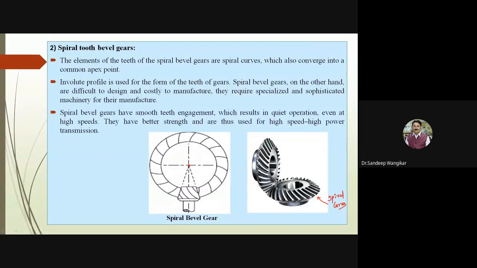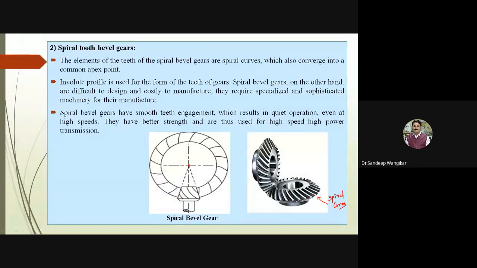So you can see in the last case they are straight teeth, straight bevel. Here the teeth are of curved form. So these are spiral curved. But in both cases, they are converging at one point only. So here you can refer. Then more information about the spiral tooth bevel gears: an involute tooth profile is used for the form of teeth of gears.